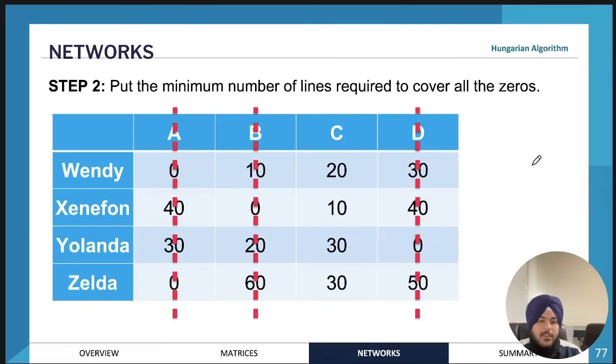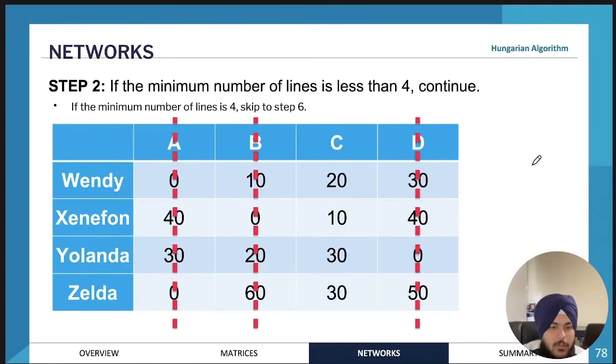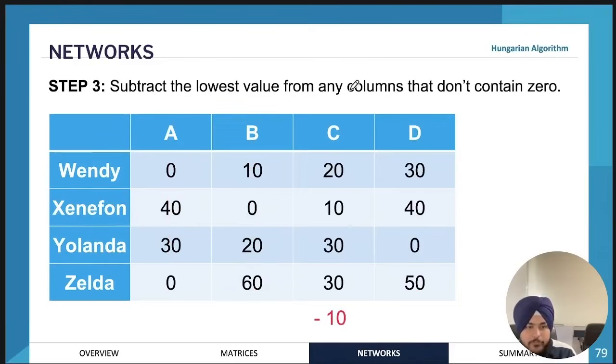And once you've done that, what you need to do next is, once you've done the lines, if the lines are less than 4, since in this example we only have 4 people and 4 tasks, the total number of lines needs to be 4 at the end of the Hungarian algorithm. If they're less than 4, or if we have 5 tasks and they're less than 5, then we continue with step 3. But if it is 4, then you can continue to step 6. And we'll get to step 6 soon.